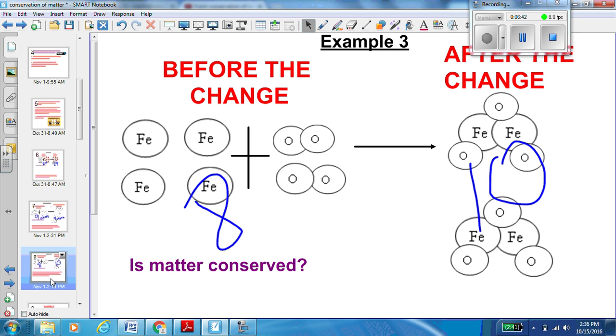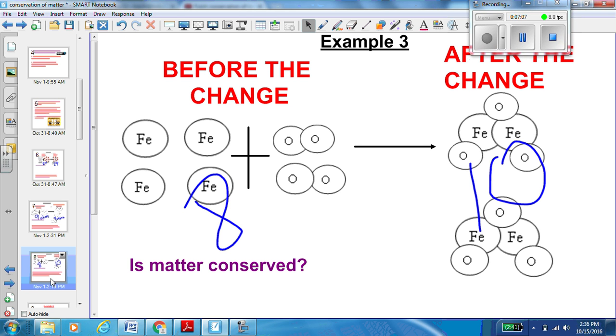Hopefully you were able to understand this through these examples on the slides. We will look at some more examples together in class, but the key thing to remember about this particular concept is that when matter goes through chemical changes, the same amount of matter that you started with is going to be the same amount of matter that you end with according to the law of conservation of matter. Matter cannot be created or destroyed.